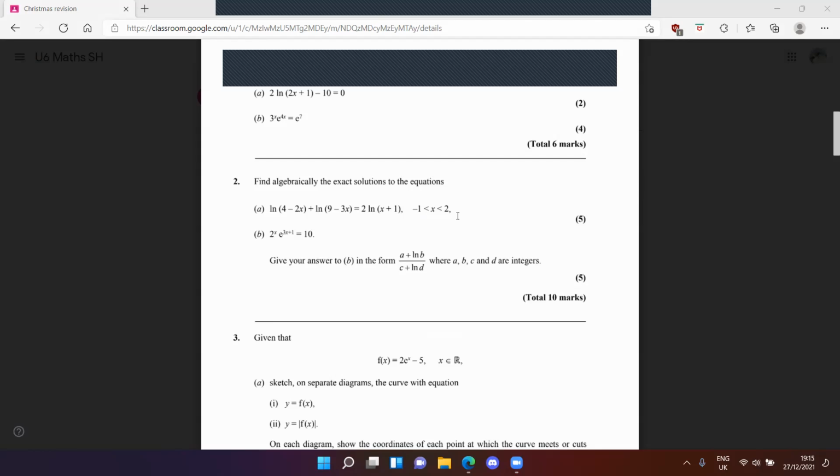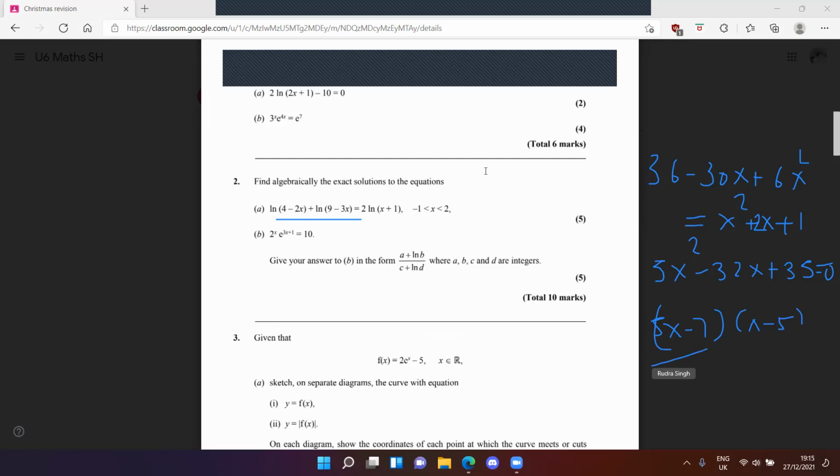What was your, wait, this side was 36. Oh no, minus. Sorry, I got 7 over 5, which is 1.4, and I got one answer. My brackets were 5x squared minus 32x plus 35, and 5x minus 7 and x minus 5. So you'll get just one answer because of your range.